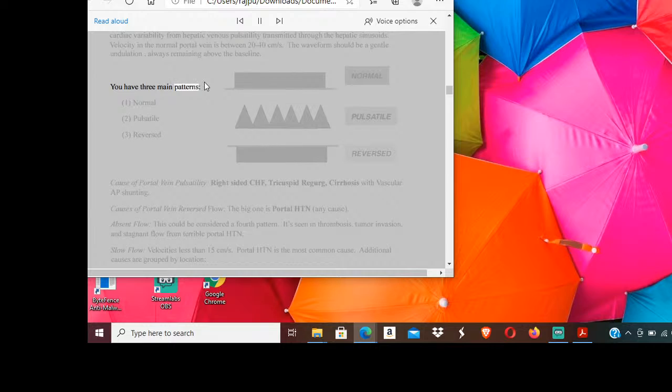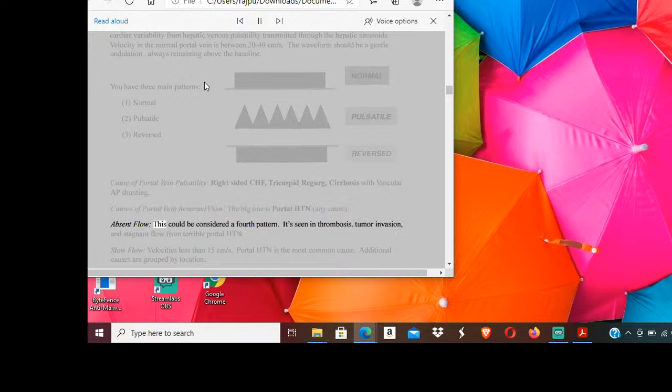You have three main patterns: 1, normal; 2, pulsatile; 3, reversed. Cause of portal vein pulsatility: right-sided CHF, tricuspid regurg, cirrhosis with vascular AP shunting. Causes of portal vein reversed flow: the big one is portal HTN, any cause.